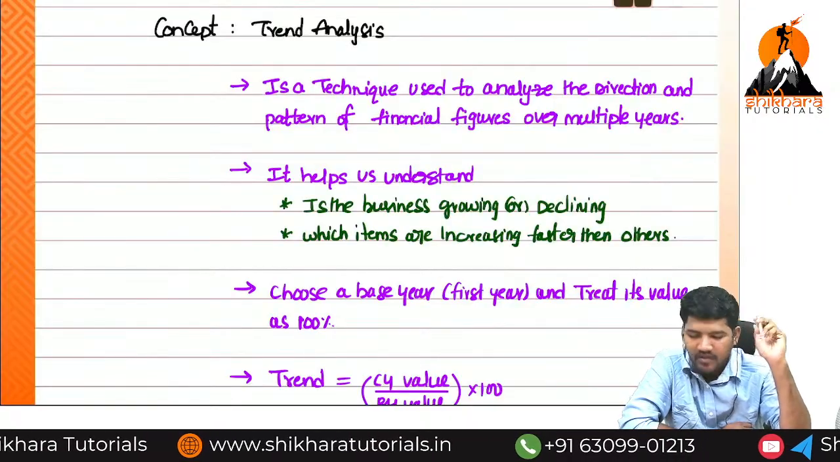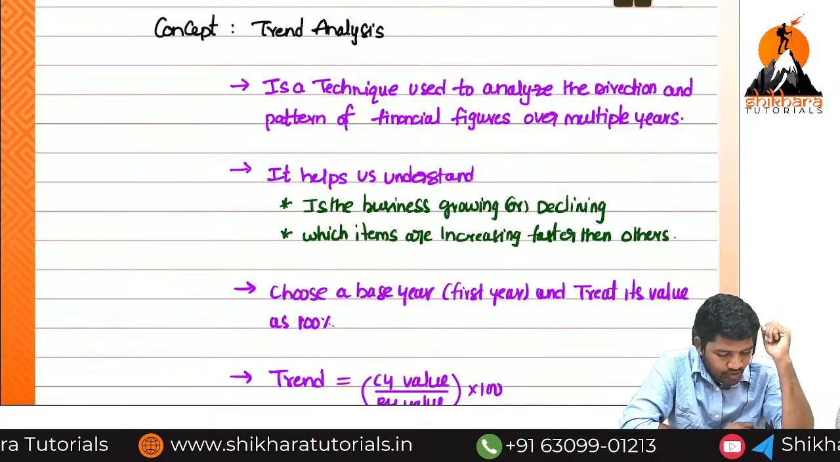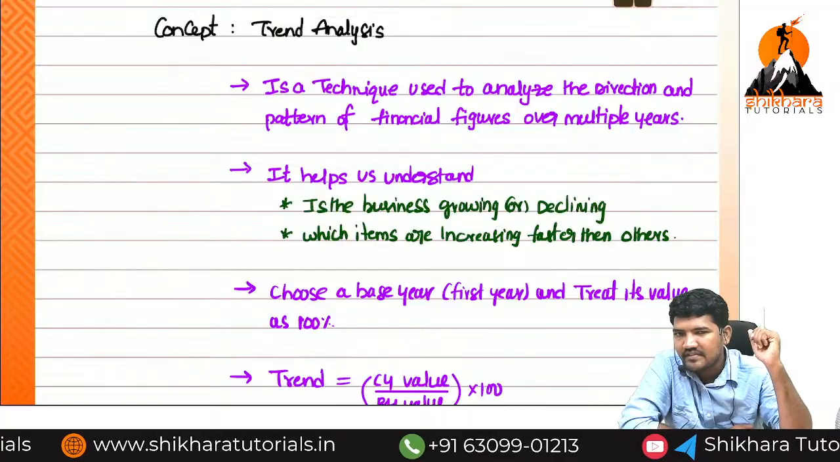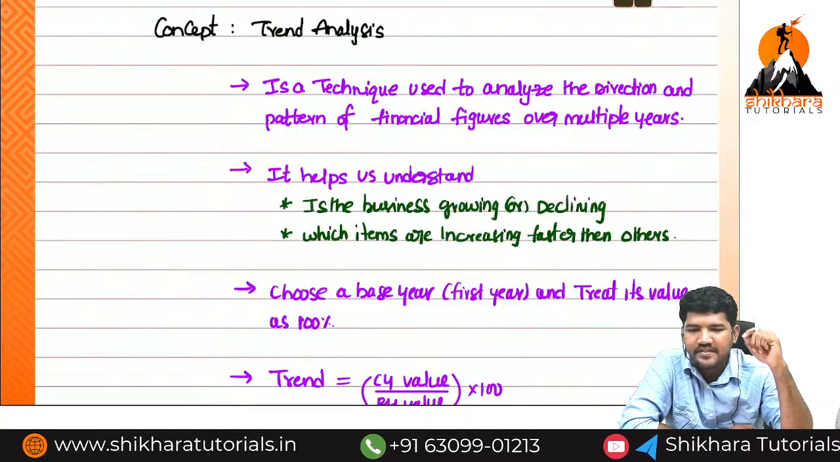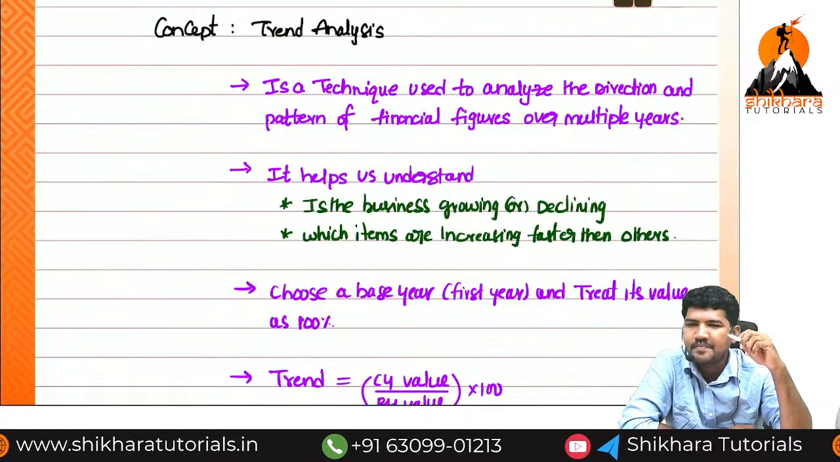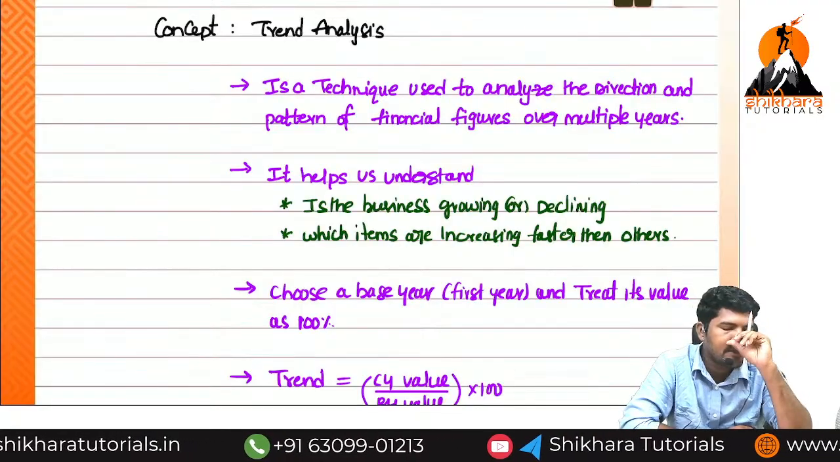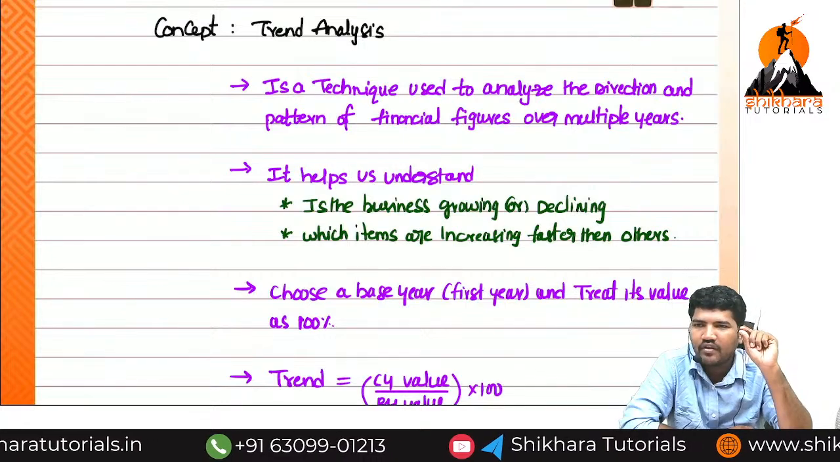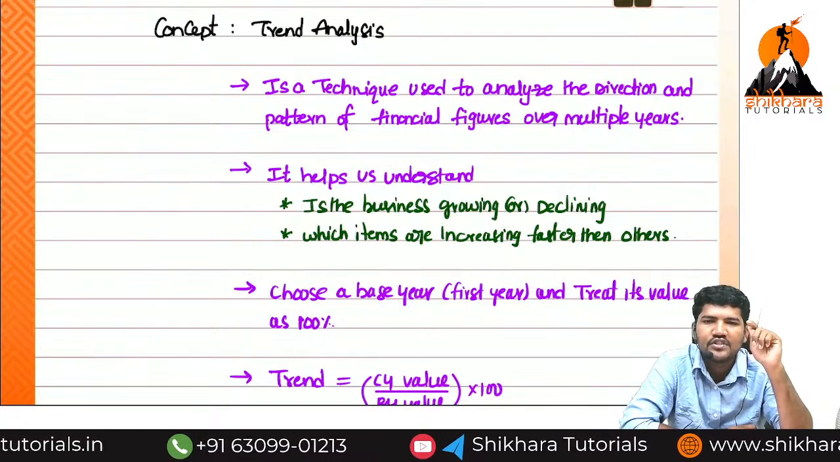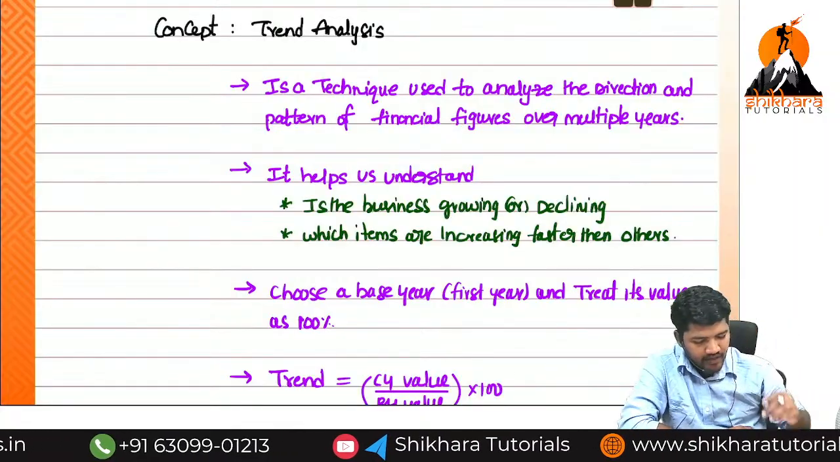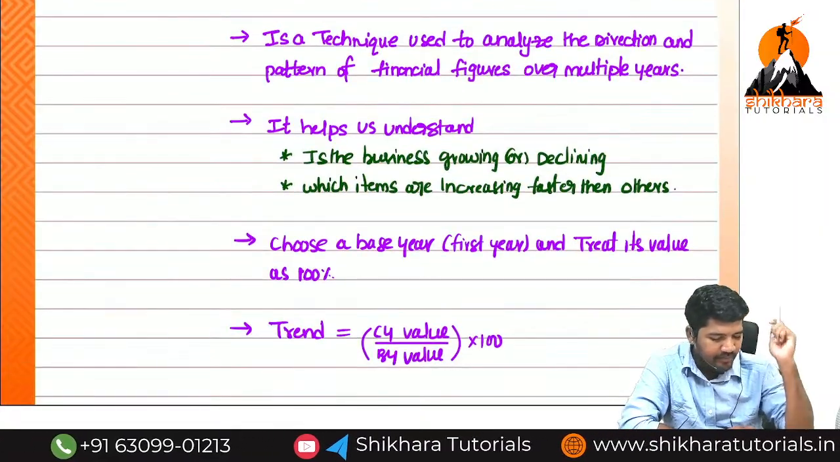Guys, clear? Now it helps us understand which items are increasing faster than others. They are expressing from the total point of view. We can express growing or declining, as well as decisions based on individuality. How do you decide individuality? It means which element is growing faster than all the other elements. Okay, done. Next, choose a base year. The base year must be what, sir?